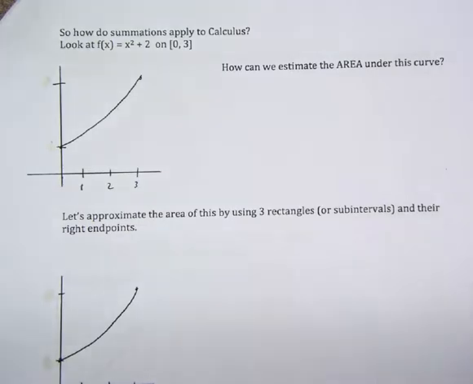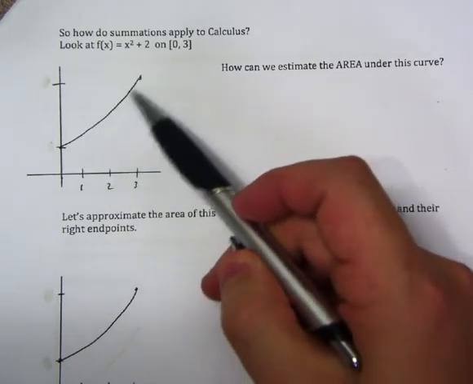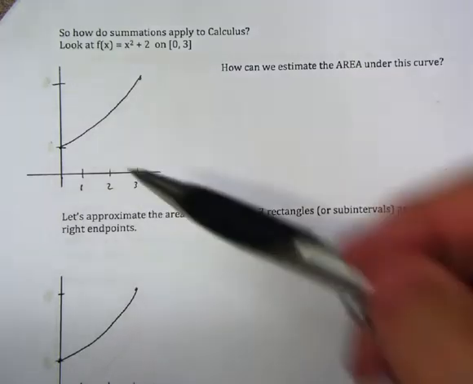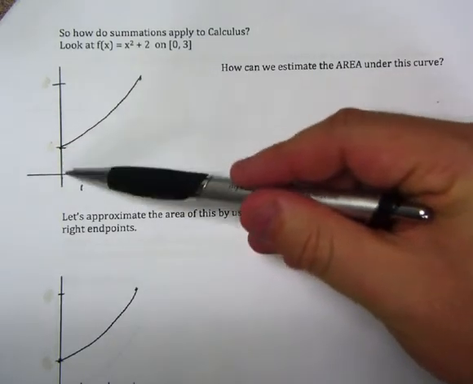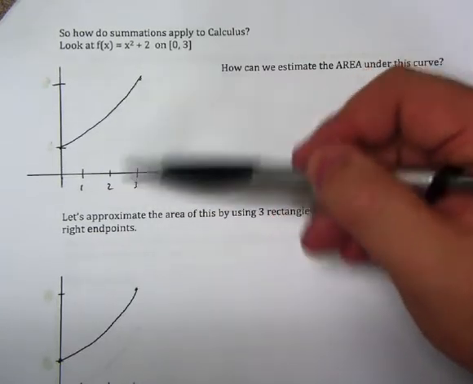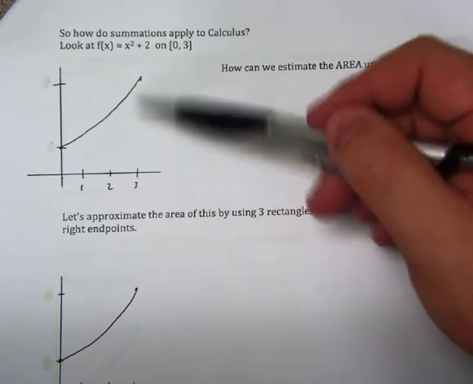So what I have here is the graph of x squared plus 2. Okay, I have this graph right here. And it's graphed on the interval 0 to 3. And let's say the question wants us to find the exact area between the x-axis and underneath that curve. Like, I want to find this exact area right here. Like I said, I'm not going to teach you exactly how to do that today, okay?